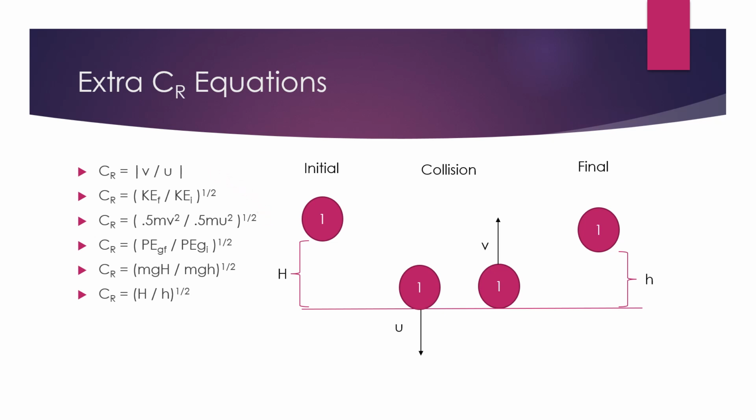If the object is dropped from rest over a stationary surface, then the kinetic energies can be substituted for gravitational potential energies equal to the mass times the gravitational constant times the height. Big H is the drop height, and little h is the full height the object reaches after bouncing.